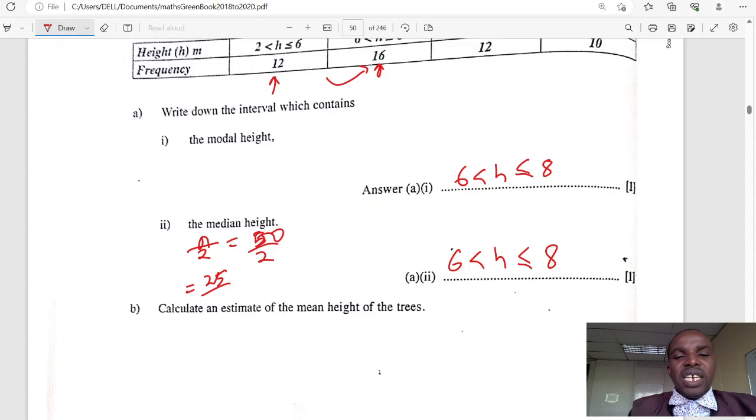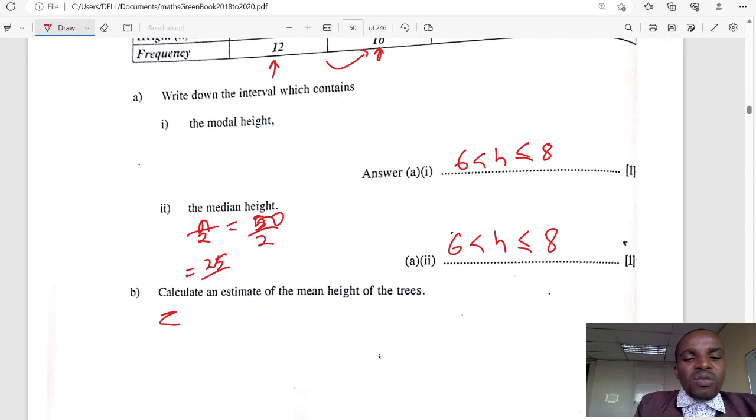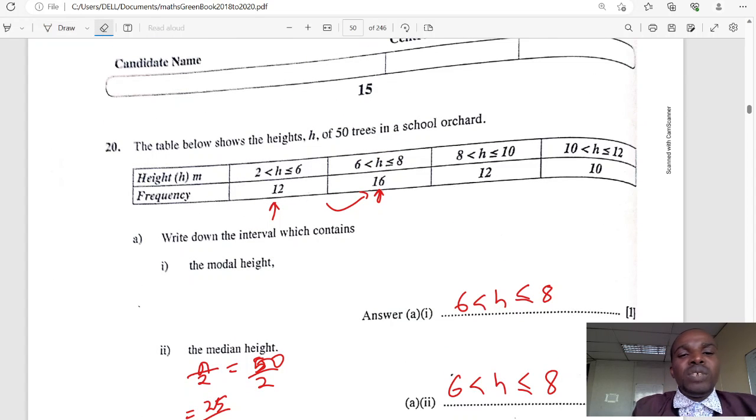Then next, calculate an estimate of the mean height of the trees. Mean is the total of the values times their frequency over the total of the frequency. In this case, it's grouped data, so use the midpoint. Midpoint of 2 and 6: 2 plus 6 is 8, divided by 2 is 4. Then 6 plus 8 divided by 2 is 7. 8 plus 10 divided by 2 is 9. 10 plus 12 divided by 2 is 11.